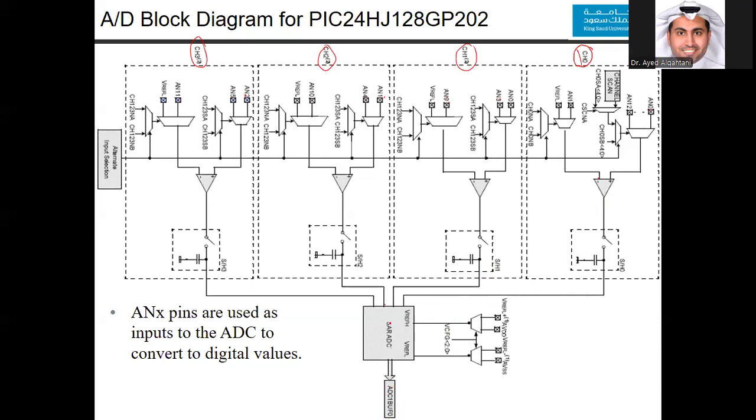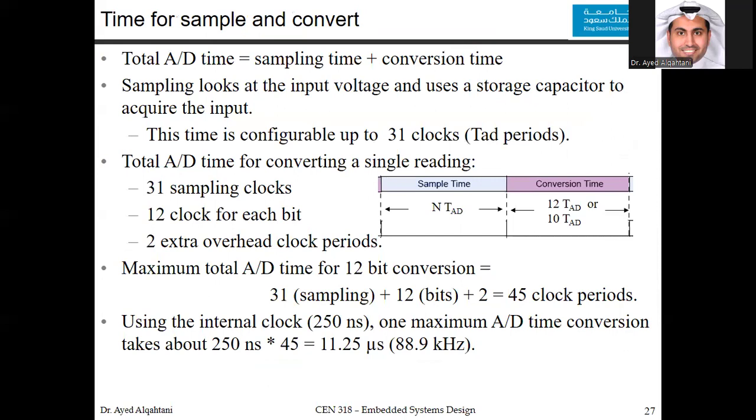Of course, for the successive approximation ADC, we have some choices for the VREF high and the VREF low. There are so many options here, and we will discuss the special function registers of these options soon. Now, let's move to the time for sample and convert, and we will check this with a simple equation. The total analog to digital conversion time is equal to the sample time plus the conversion time.